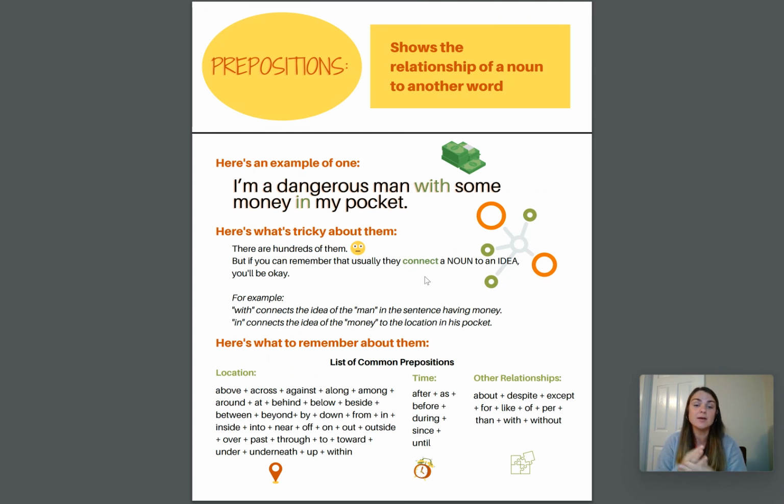So what to remember about them, I just gave you a list of lots of common ones. A lot of times they're going to show location, like above, across, against, along, among, like where something is. Sometimes they're going to be about time, after, as, before, during, since, those kinds of things. And sometimes they're going to be just showing other relationships, about, despite, except, for, of, those kinds of things are also prepositions. So just remember, usually they come in a phrase and they're like very short, with some money, in my pocket. You can string them together and they feel longer, but normally that's how a preposition is going to work.